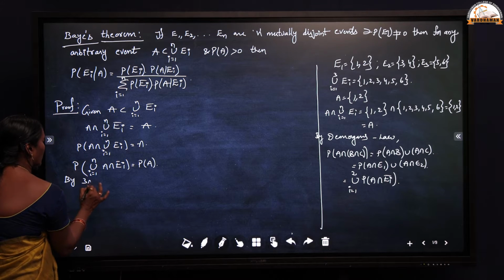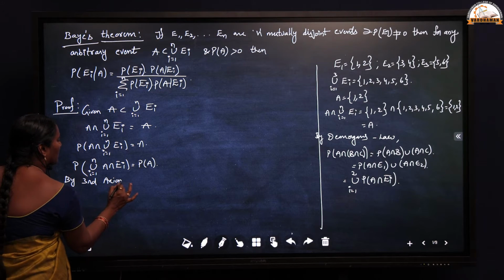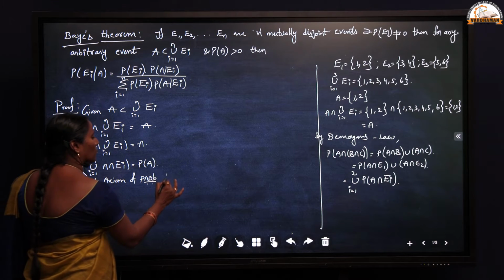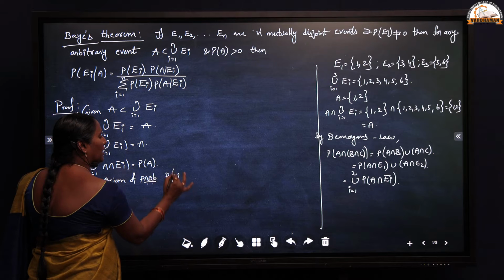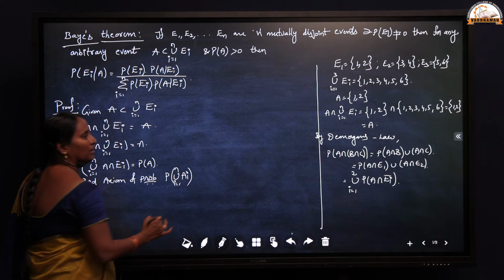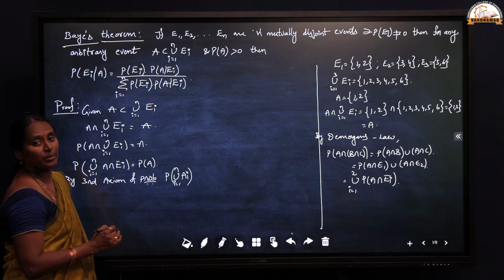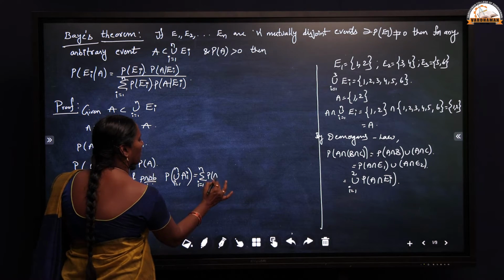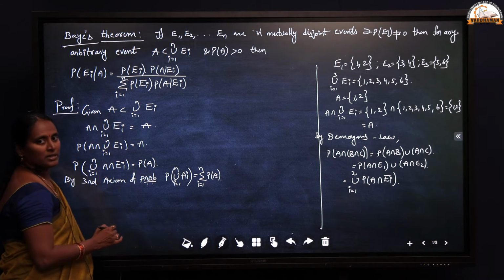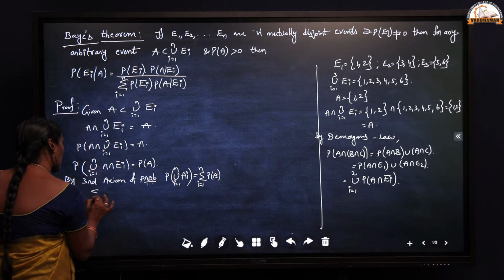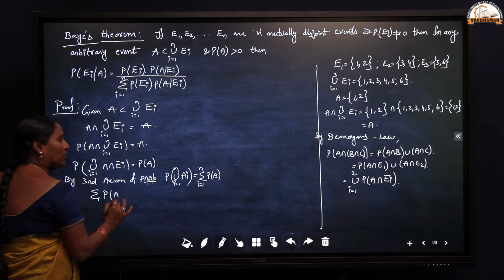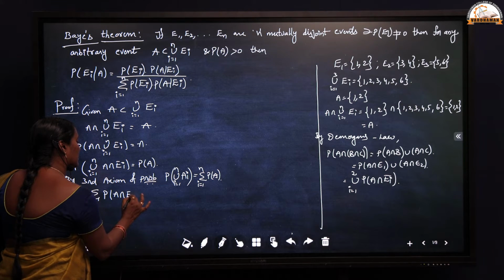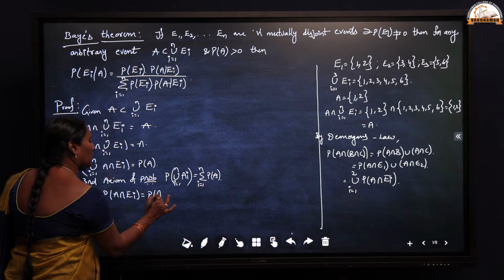Now let us see by the third axiom of probability. By the third axiom of probability, what happened here? This is equal to the probability of union i equals 1 to n of Ai, which is equal to the sum of all the probabilities, right? So this is equal to summation i from 1 to n of P of Ai. Okay. So the same thing we are going to write as summation of P of A intersection Ei. P of A intersection Ei is equal to P of A.